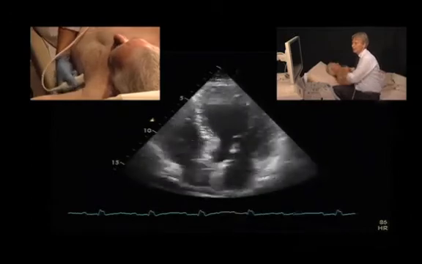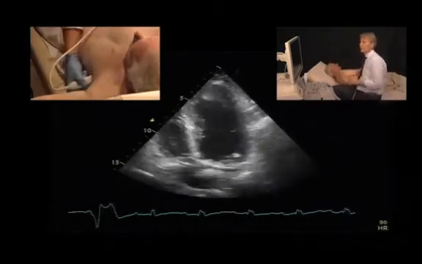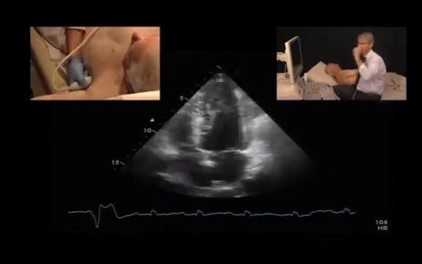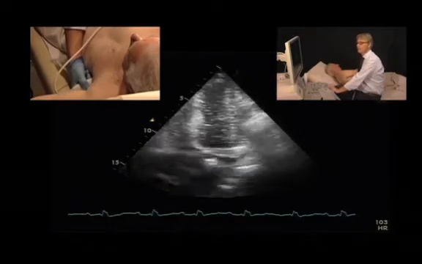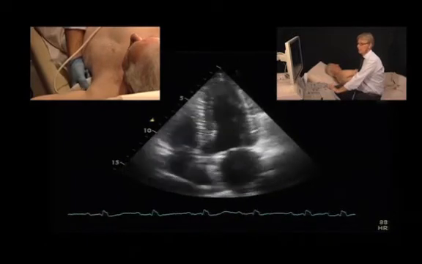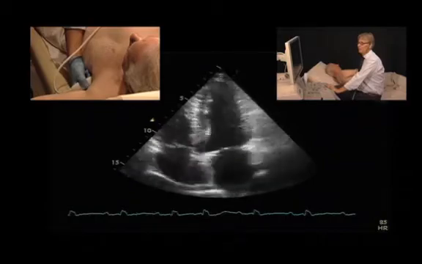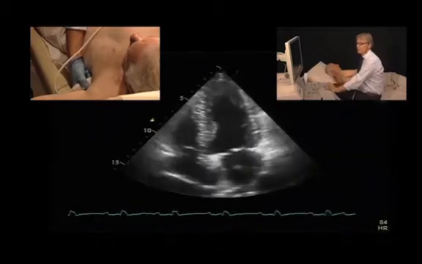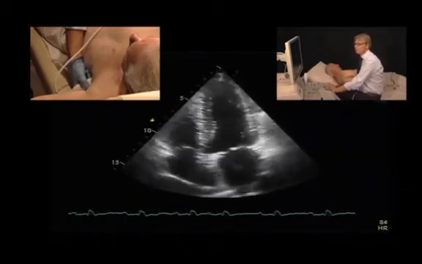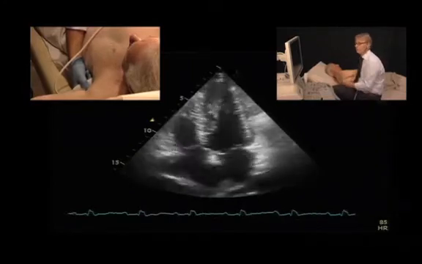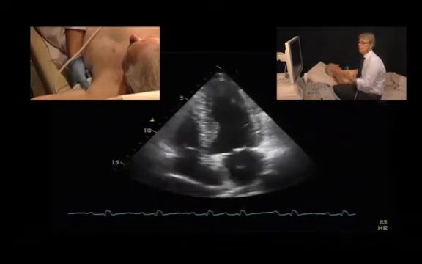Here's our patient, and I want to start with an apical 4-chamber view, just to give you an impression of hypertrophy in this patient. It's quite clear that the patient has hypertrophy, and the question is, does the patient have hypertensive heart disease, or does the patient have hypertrophic cardiomyopathy?